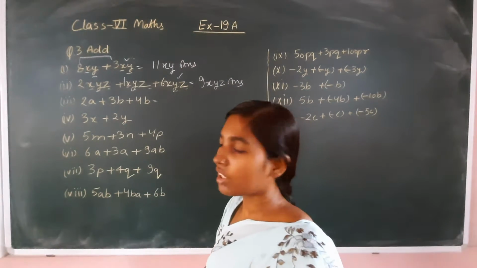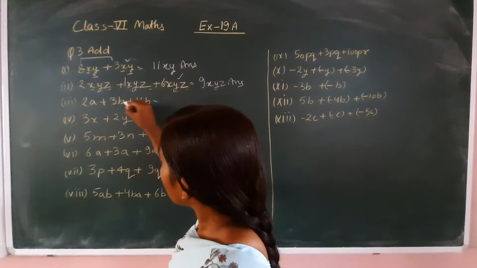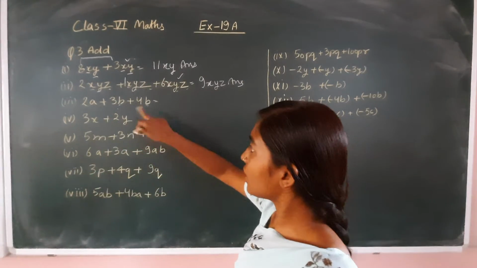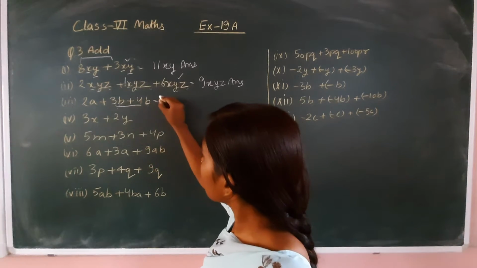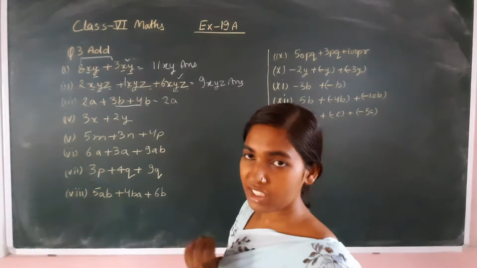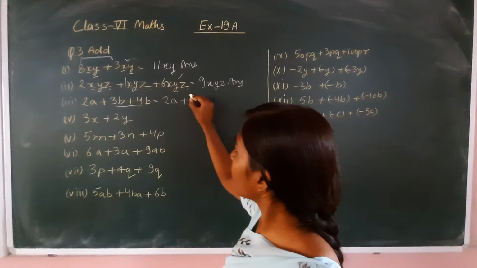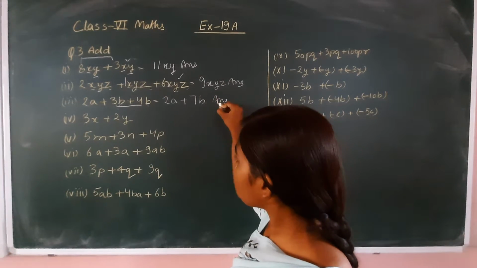Now come to the third one. Here is a, here is b, here is b. These two are like terms. This is not like any of these terms. So these two will get added up. This will stay as it is. So 2a will remain as it is. And these two will get added up. 3 plus 4 will be 7 and the variable is b. So this is the answer.